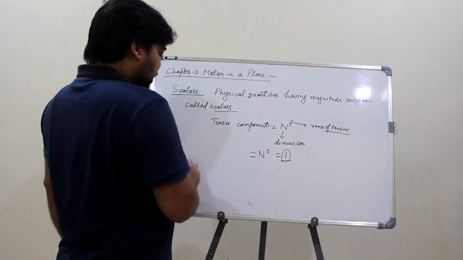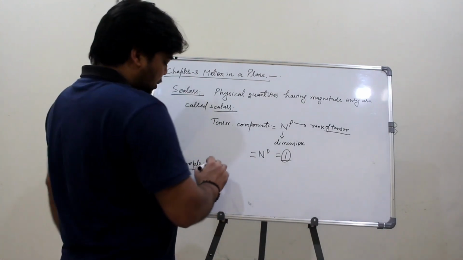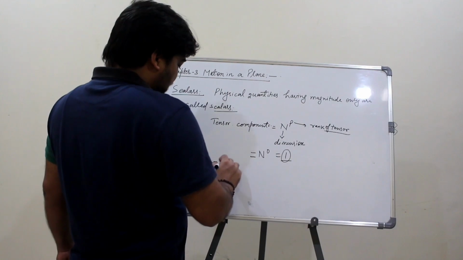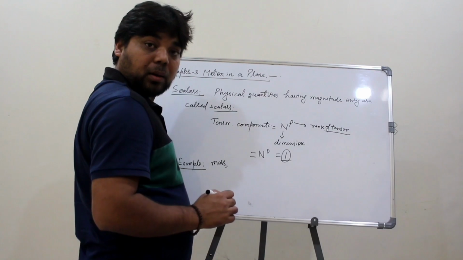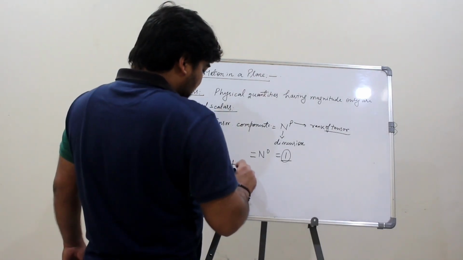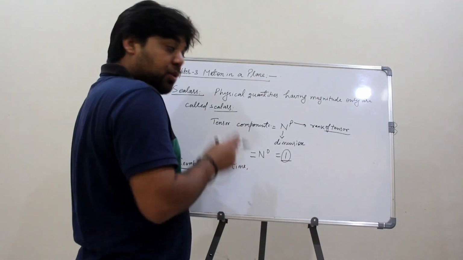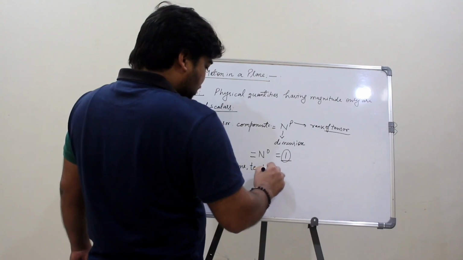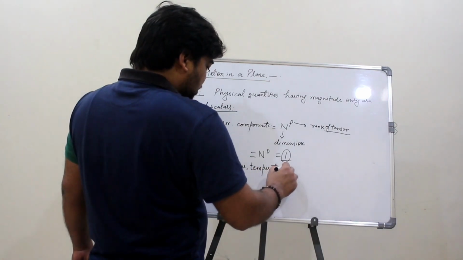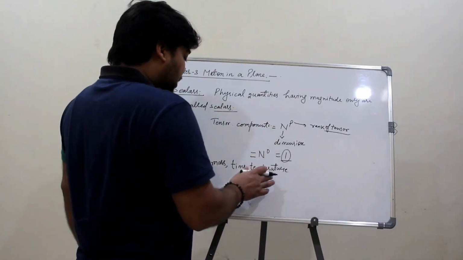Now let us take a simple example. What are scalars? Mass is considered a scalar. Then time is a scalar. Temperature is also a scalar. So these are some of the scalar quantities.